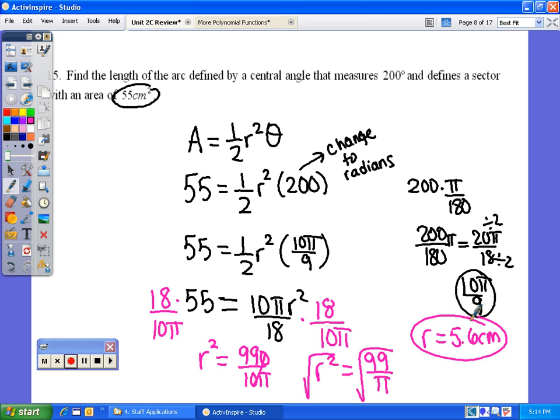Okay, so if your radius is 5/6, they do want the length of the arc, so they're looking for s. So then you just replace everything into this formula. So 5/6 times 10 pi over 9. This was the theta. This was the radius. You can use the pi button, and that's how we got 19.5.